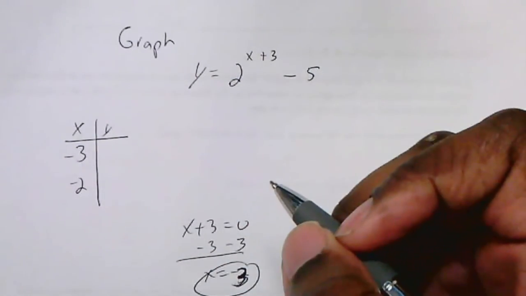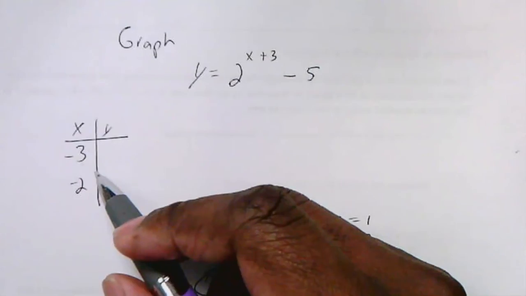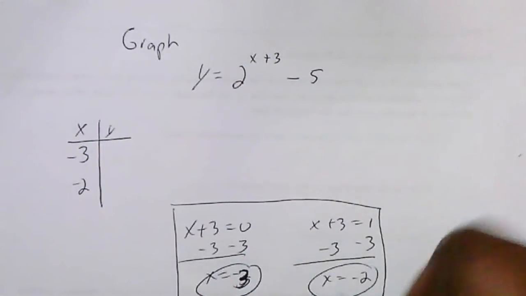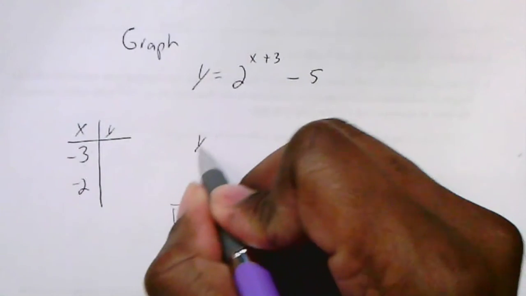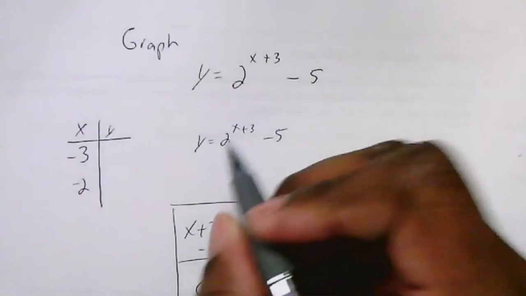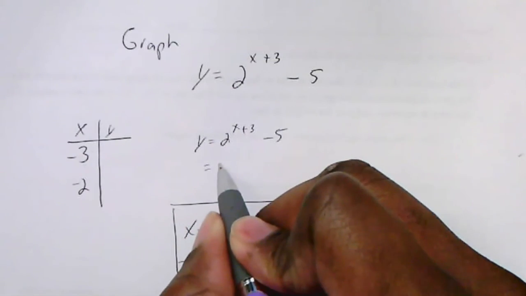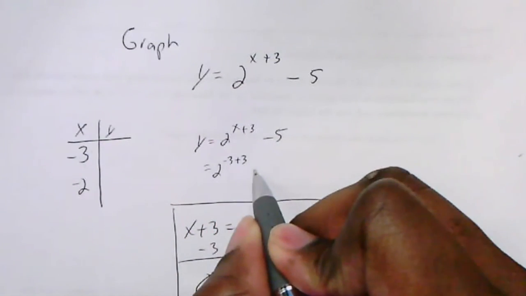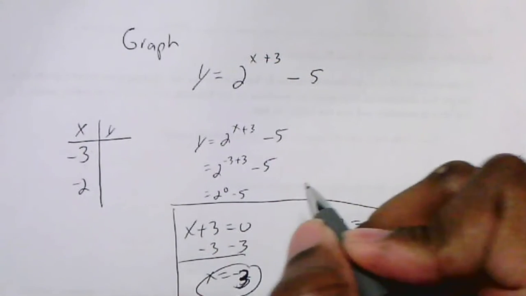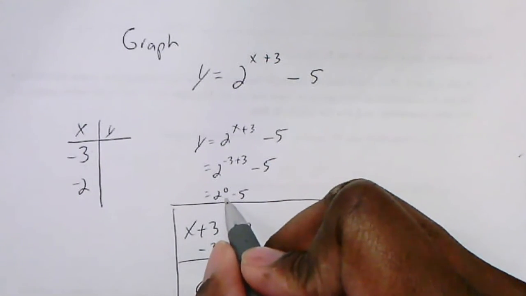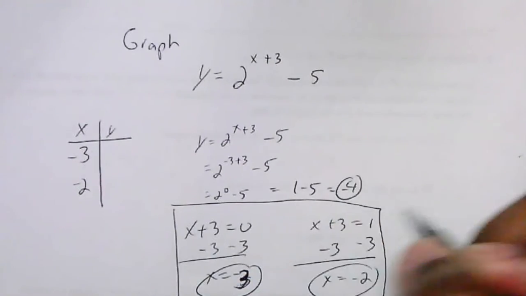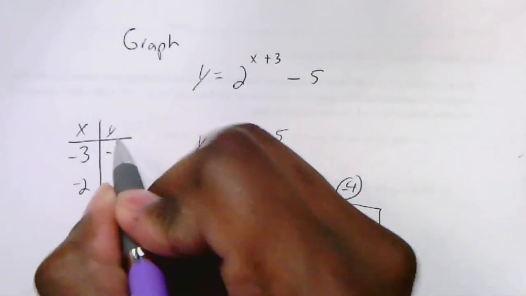So after I get those two values of x, I should then take these values of x and plug them back into that function. So taking that function, which says y equals 2 to the x plus 3, take away 5. When I plug in -3, it becomes 2 to the -3 plus 3, take away 5. It gives you 2 to the 0, take away 5. 2 to the 0 is 1. So it's 1 take away 5, which is -4. So at -3, the output is -4.